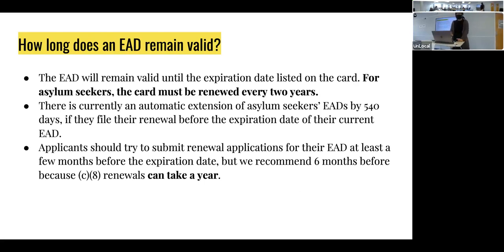Related to that, applicants should try to submit renewal applications for their work permit at least a few months before the expiration date. And this is simply a matter of preparation, being proactive. Our recommendation personally is to try to submit this around 6 months before the expiration date, because the renewals can potentially take longer than the first-time applications.